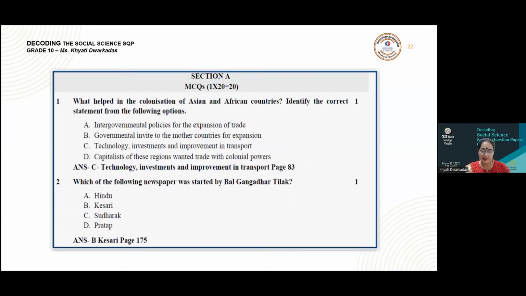Okay, the second question, which of the following newspapers was started by Bal Gangadhar Tilak? Is this a good question or a bad question? All right, somebody says direct and a good one, but most of you seem to be saying it's a good question. Rajesh has raised a hand. I would rather have you mention something in the chat. Rosalind Patnaik says it's bad because it's direct.